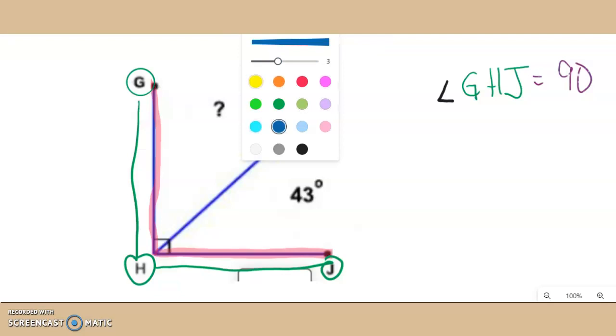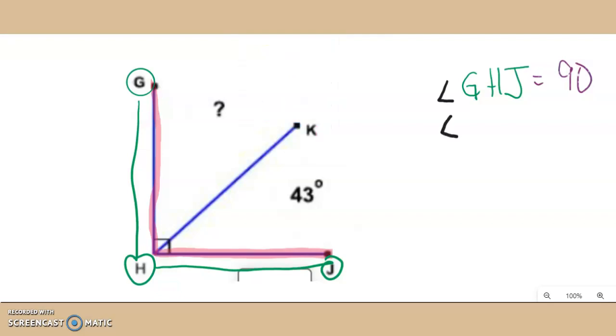Okay? So then, if we're looking at a different angle in here, maybe this one. We're going to look at the angle of, starting at K, I want to go K to H, and then H to J. So we're looking at the angle of K to H to J.